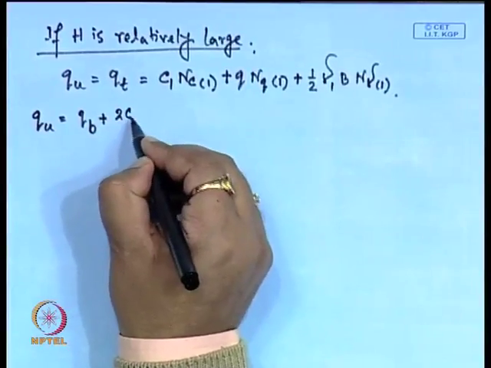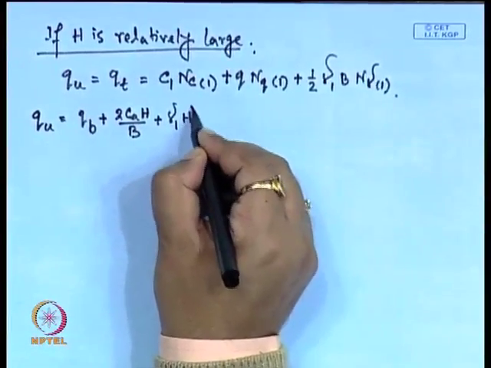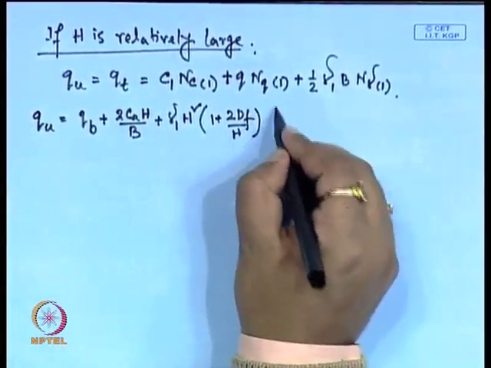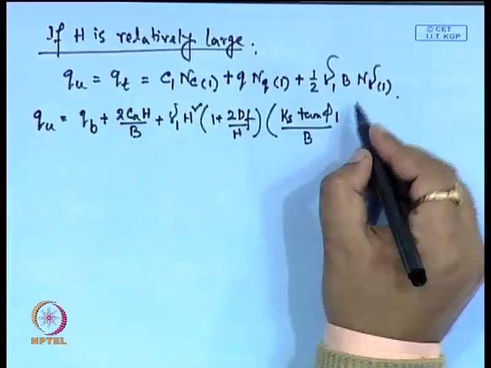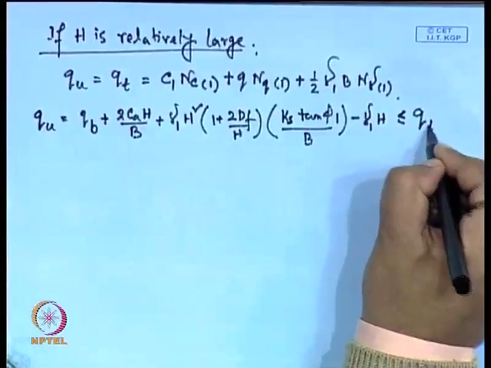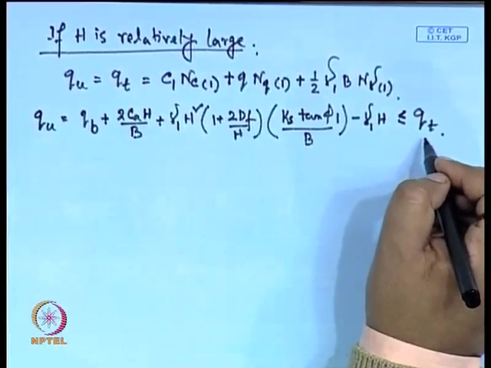So, in that conclusion, we can write that Qu is equal to Qb, the contribution from the bottom layer, plus 2CaH/B plus gamma 1 H squared (1 + 2Df/H) Ks tan phi 1 divided by B, minus gamma 1 H, and that cannot be greater than Qt. So, this is always less than, it can be equal. So, this is less than or equal to Qt.